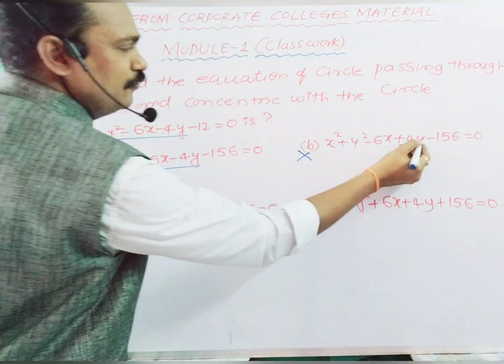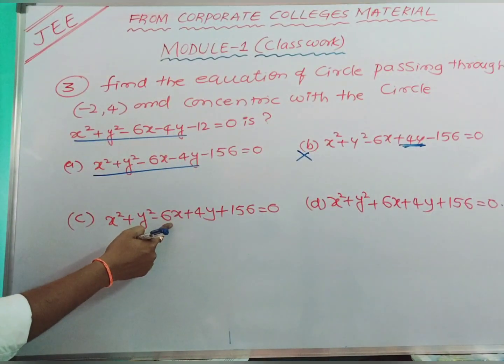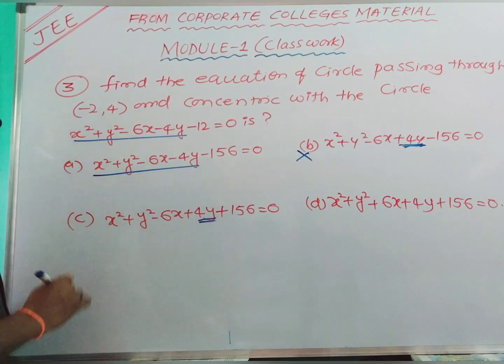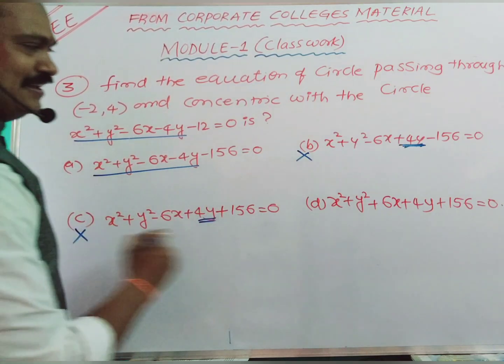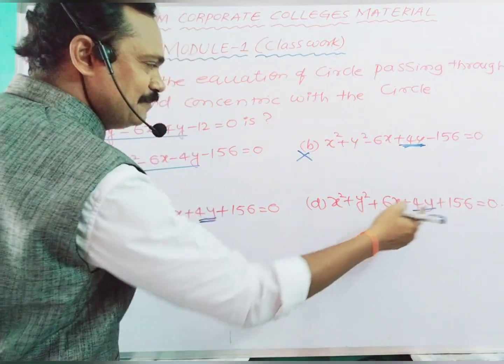And here minus 6x plus 4y. Here also the fourth term is different. It is also ruled out. X square plus y square, here the second term, third term and fourth term are all different from the given circle. It is also ruled out.